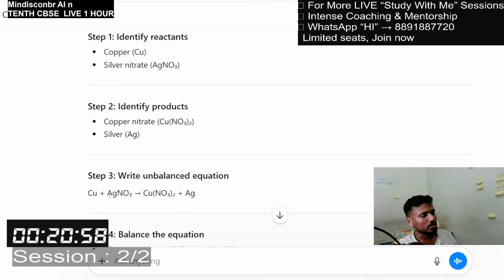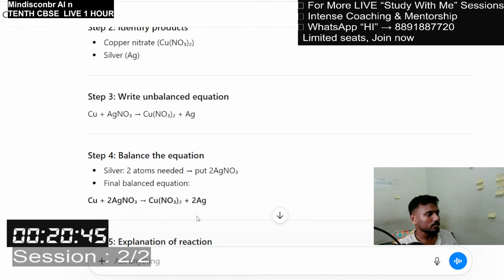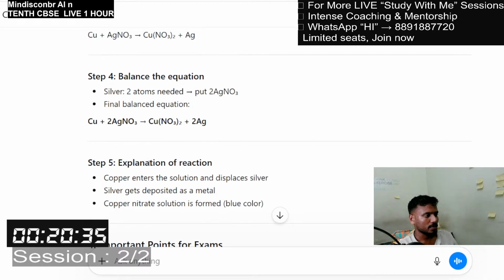Here 2 NO3 is there, so we have to give 2 AgNO3. Then NO3 becomes balanced, and we have to give 2 Ag here, and it becomes a balanced chemical equation. Cu plus 2 AgNO3 gives CuNO3 twice plus 2 Ag. Silver, 2 atoms needed, so put 2 AgNO3. Final balanced equation: Cu plus 2 AgNO3 gives CuNO3 twice plus 2 Ag.